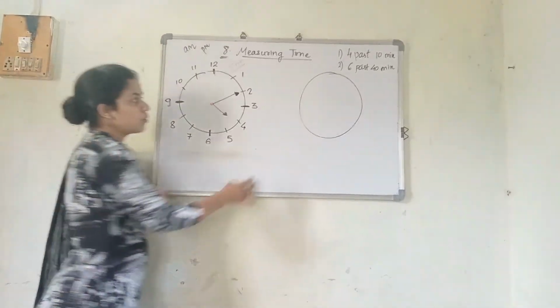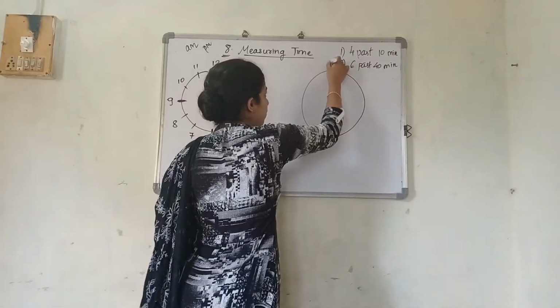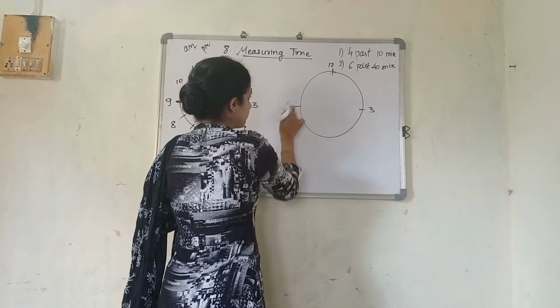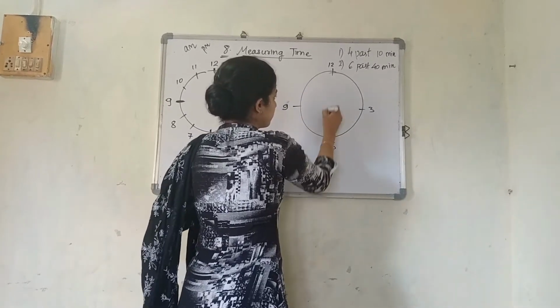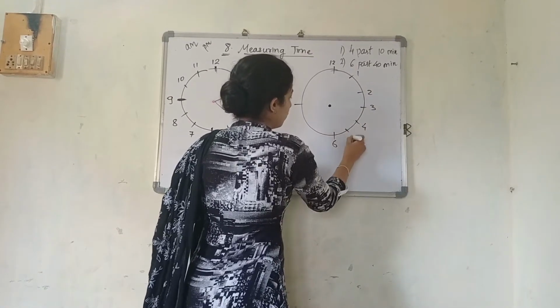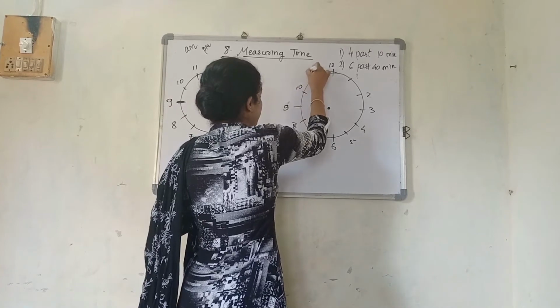Okay. So now 6 past 40 minutes. I am going to draw the clock here now. 12. This will be 3. This will be 9. This will be 6. 1, 2, 4, 5, 7, 8, 10, 11.